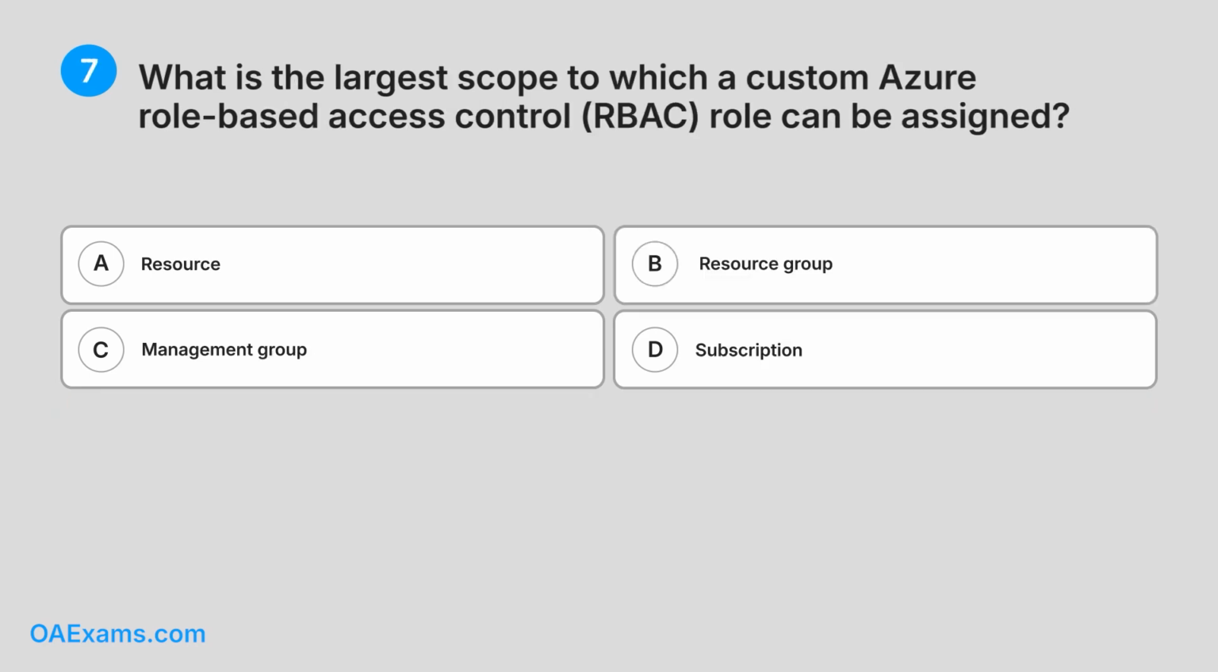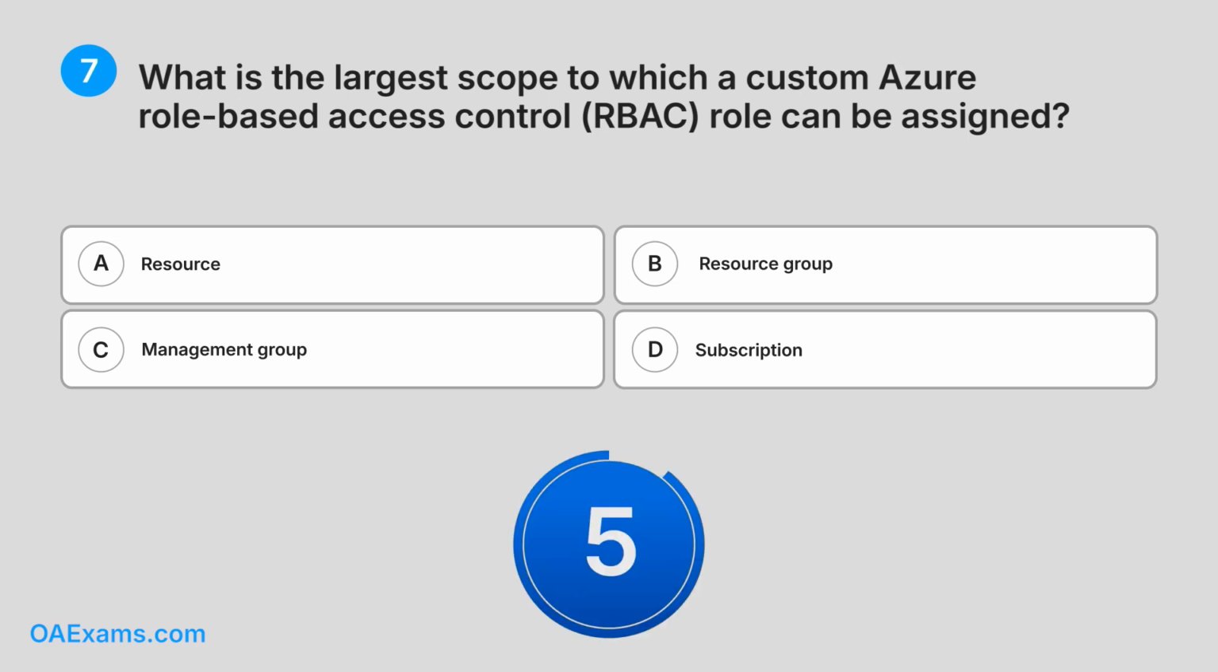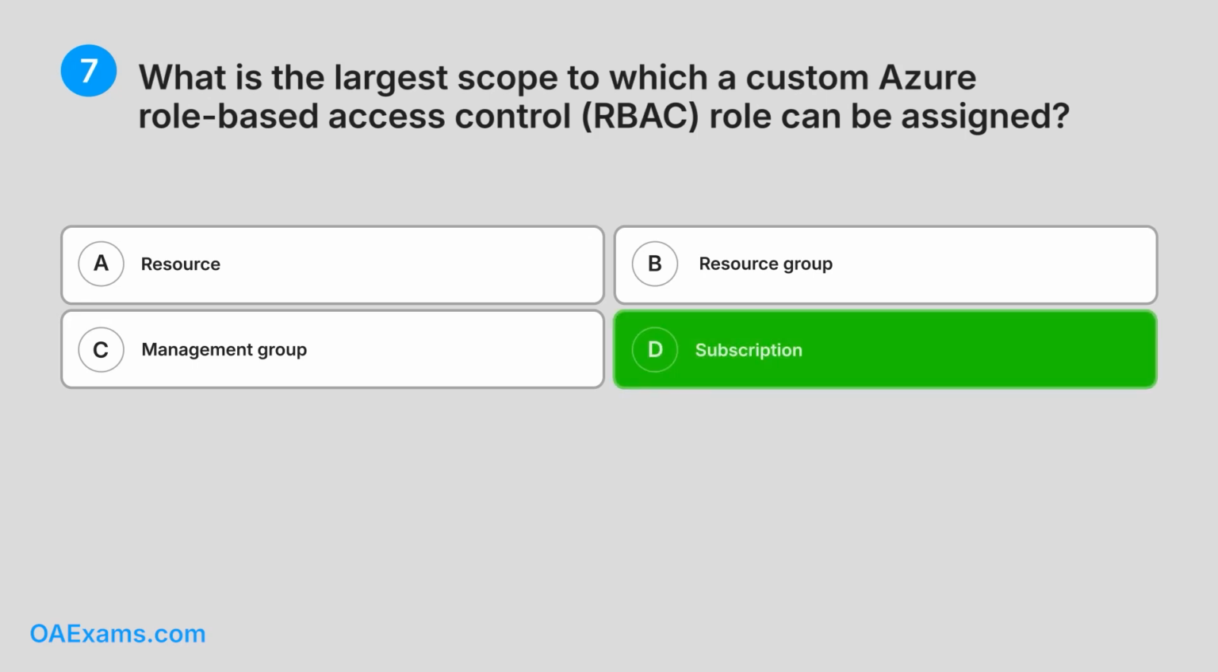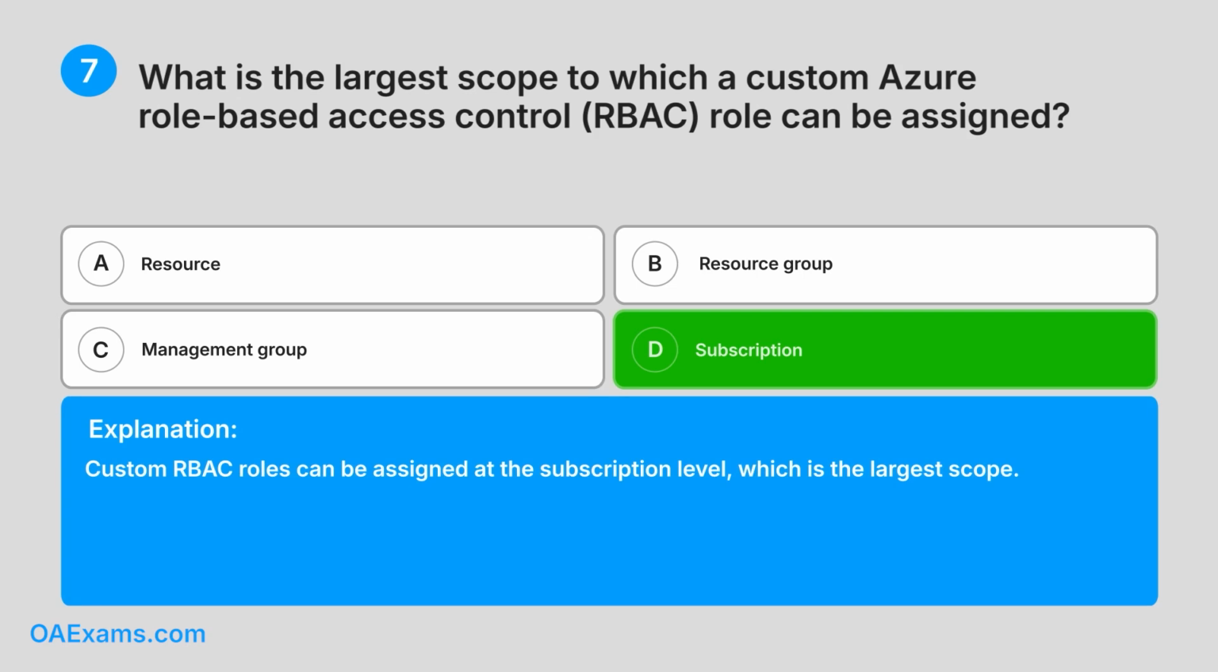7. What is the largest scope to which a custom Azure Role-Based Access Control (RBAC) role can be assigned? A. Resource. B. Resource Group. C. Management Group. D. Subscription. Can you guess the answer? Correct answer: D. Subscription. Explanation: Custom RBAC roles can be assigned at the subscription level, which is the largest scope.